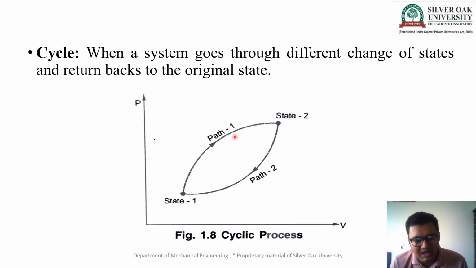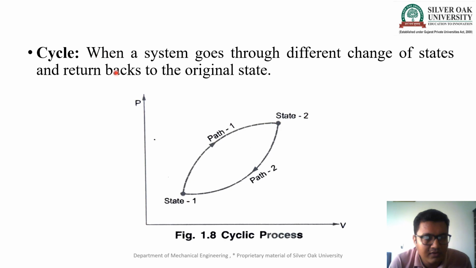the starting point and ending point, the origin and end point, are the same, then we can call it a cycle. So when a system goes through different changes of state and returns back to its original state, it is called a cycle.